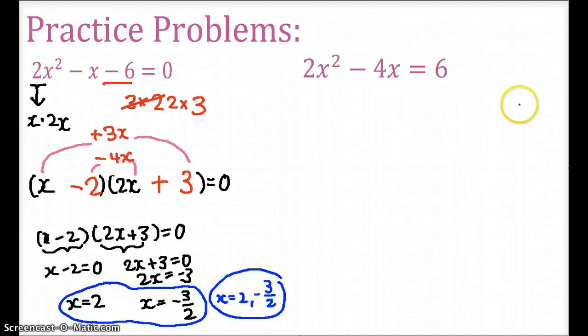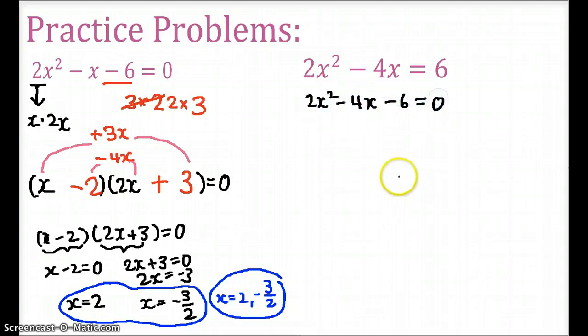Our next one says 2x squared minus 4x equals 6. So first we're going to make sure that 0 is on one side of the equation by subtracting 6 from both sides. So 2x squared minus 4x minus 6 equals 0. Then we're going to factor out the greatest common factor, and in this case it's 2. So 2 times (x squared minus 2x minus 3) equals 0. And then we're just going to factor this.